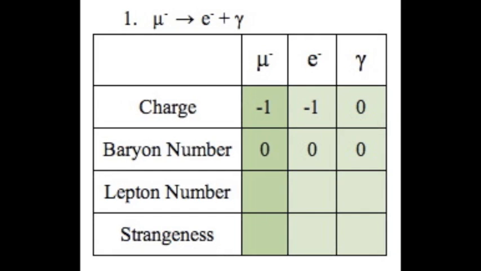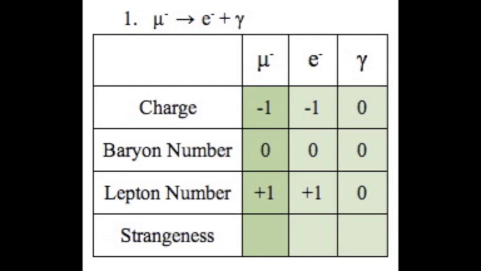We next need to look at the baryon number. Mu minus has a baryon number of 0, electron has a baryon number of 0, and gamma has a baryon number of 0, because none of these are quarks. So then, since 0 equals 0, left-hand side is 0, right-hand side 0, baryon number is also conserved.